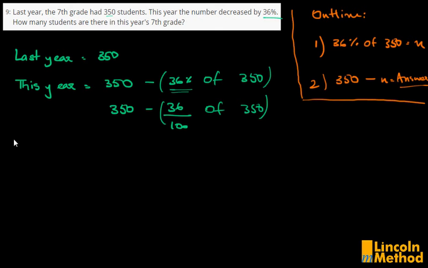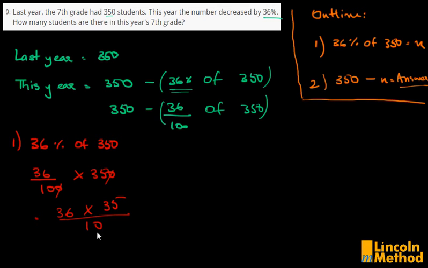So let's try and figure out the answer to this question. The first step is to find out 36% of 350. So 36 over 100 multiplied by 350. I hope you remember what we're doing. We've done questions similar to these in an earlier assessment. Let's cancel out both these zeros and we're left with 36 multiplied by 35 over 10. So let me write this down. 36 multiplied by 35 over 10.